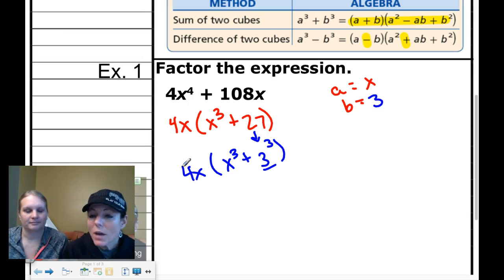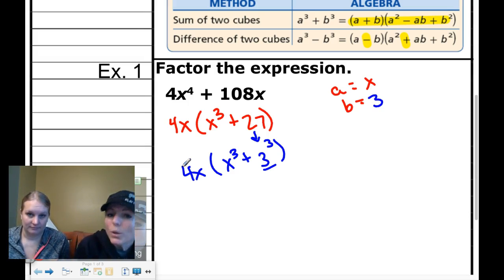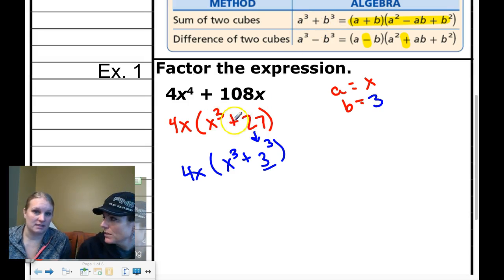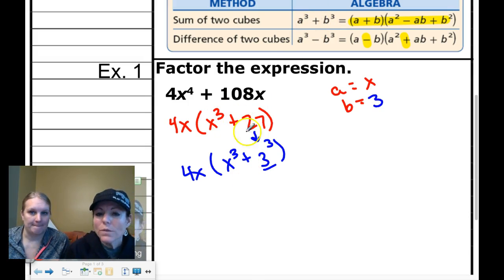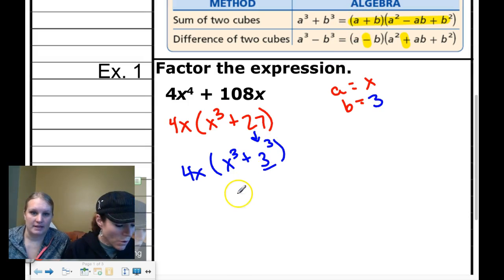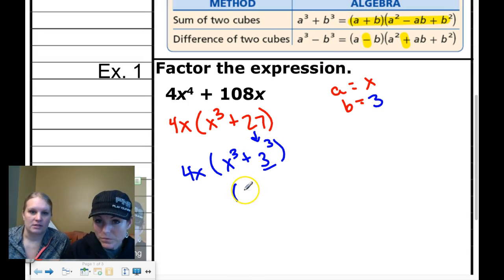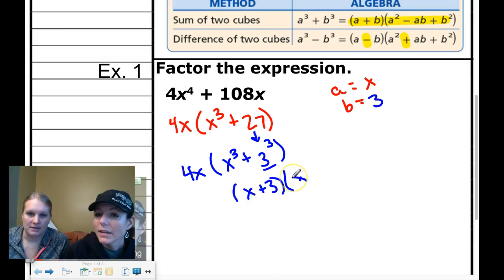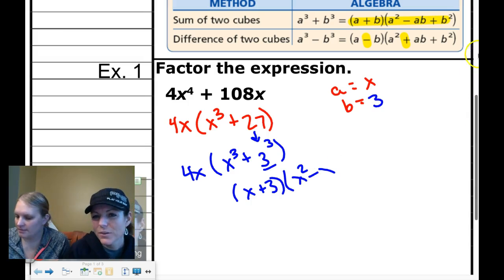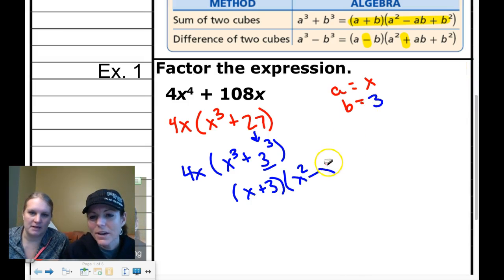Now guess what? This is easy. How do I know it's a sum of two cubes and not a difference? Because we're adding. So what's the a? It's just x. x plus b, which is 3, times x squared minus 3x. You usually do the 3 before the x, I know, but I get it.